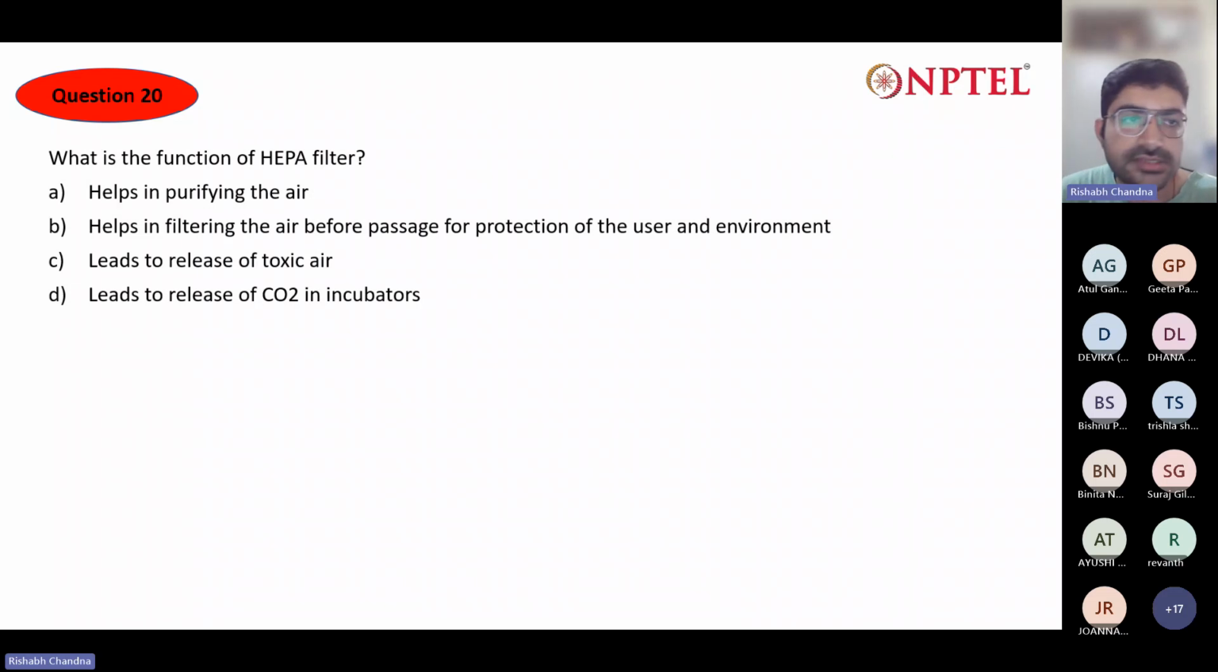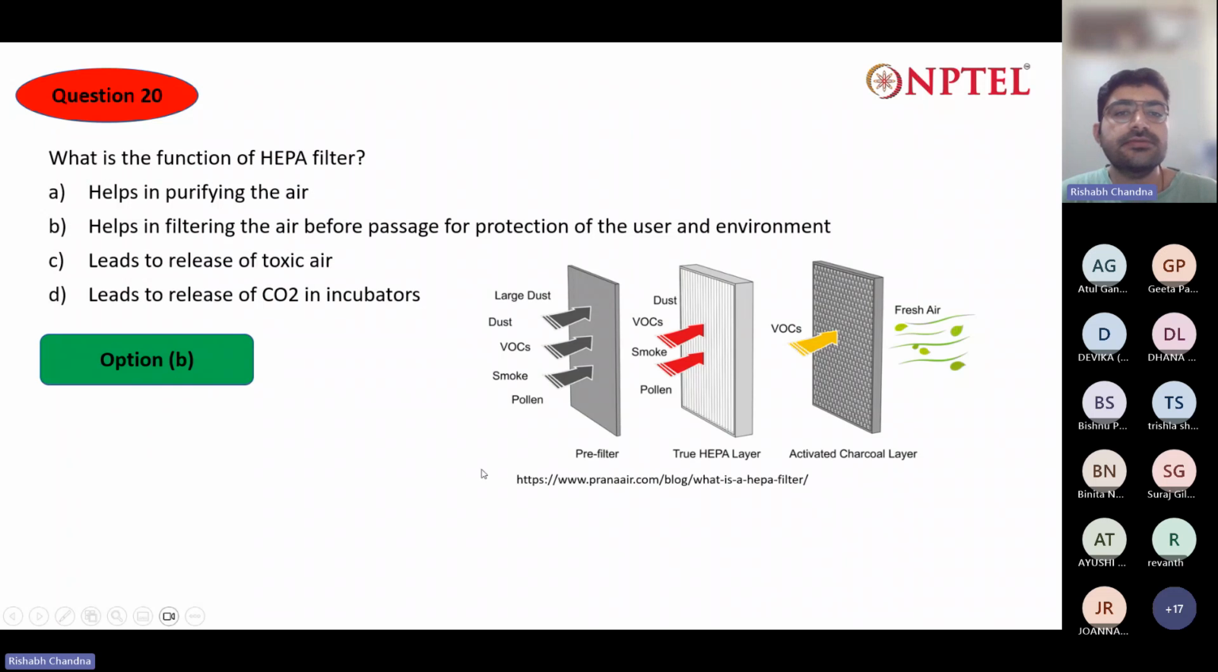So yes, the answer is option B. And here is the basic mechanism of the functioning of HEPA filter. So what happens is it works in a 3-layer format.